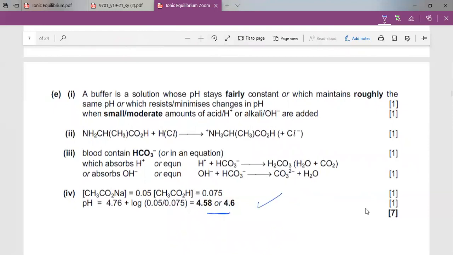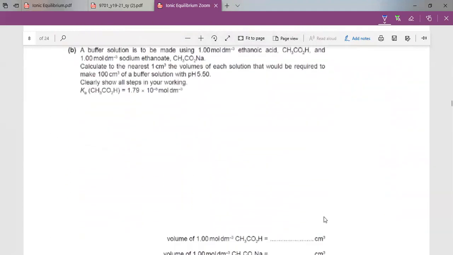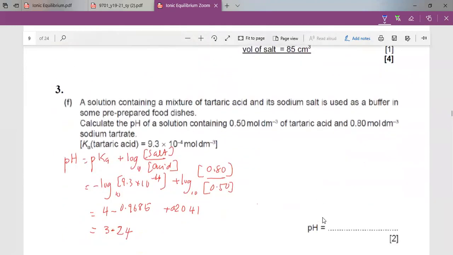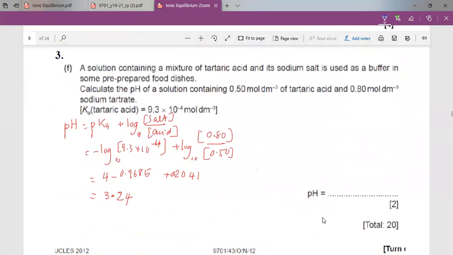Okay, so that's page 7. Another one, let's go to page 9. This one here, it's a bit tricky. Now it's a different acid. Doesn't matter, it's still your carboxylic acid.